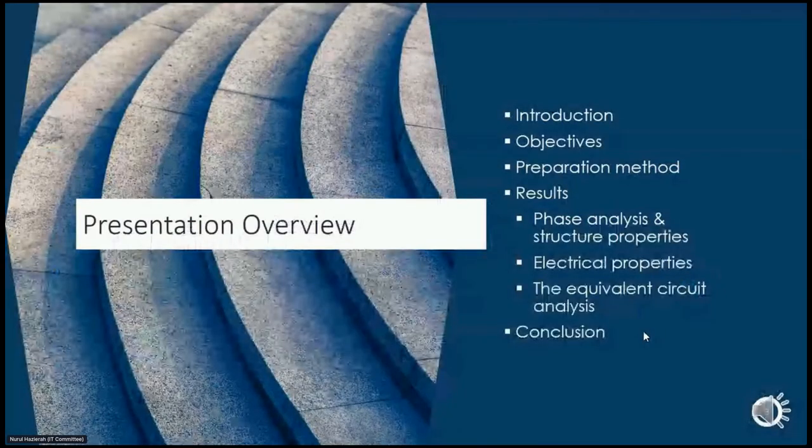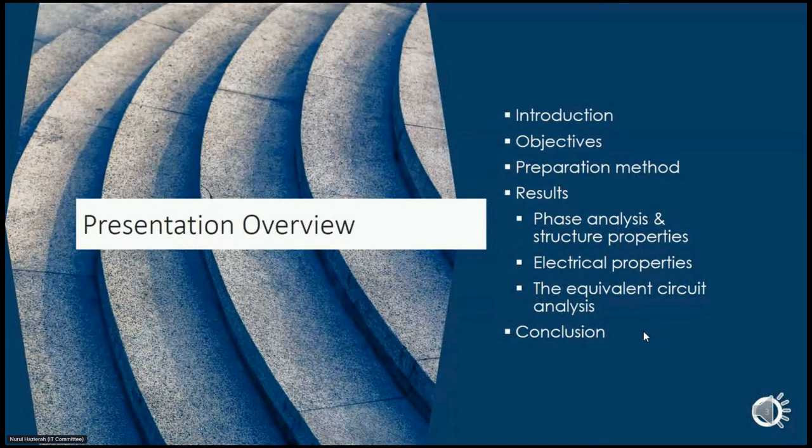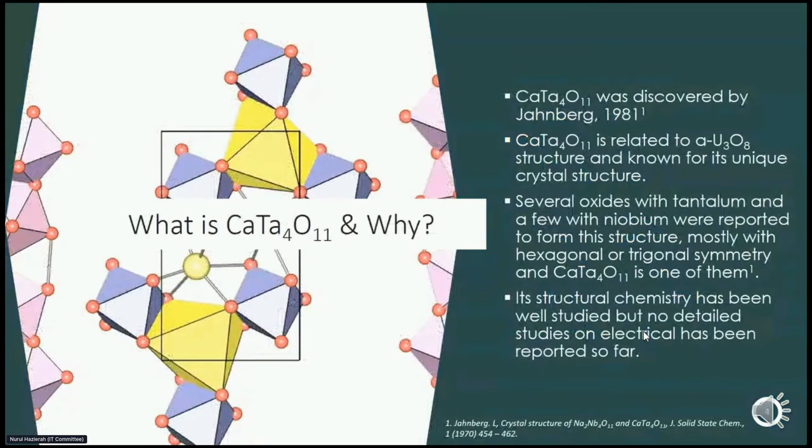So this is the overview of my presentation today. I'll be talking about the introduction, objective, preparation and methods, results and conclusion. So what is calcium tantalate and why do we have such interest to investigate it? Calcium tantalate was first discovered by Schoenberg in the 1980s. It is related to the uranium oxide structure, which is known for its unique crystal structure. Several oxides with tantalum and a few with niobium were reported to form this similar structure, mostly with hexagonal and trigonal symmetry, and calcium tantalate is one of them. Its structural chemistry has been well studied, but unfortunately, no detailed studies on electrical properties have been reported so far.